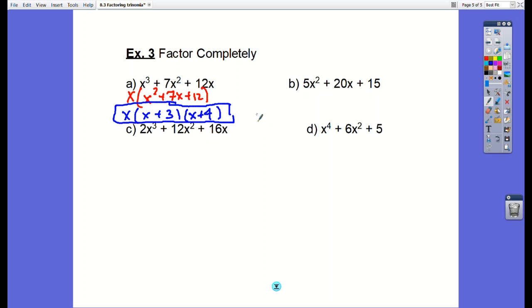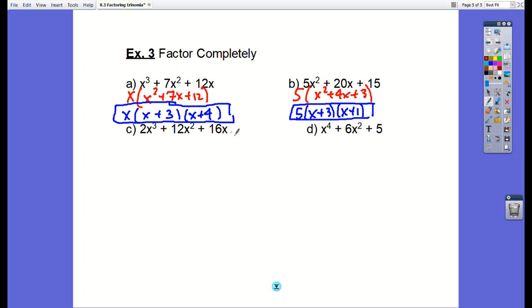All right, next one, just the GCF and what's left over, Lily. 5 times x squared plus 4x plus 3. Okay, now somebody else. Miles, answer for us. 5 times x plus 3 times x plus 1. All right, and the blue once again is our whole answer.